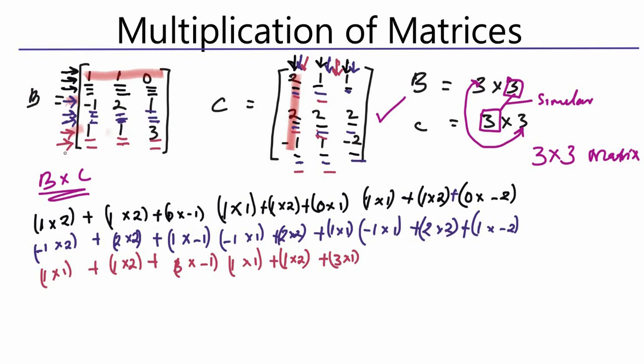Now lastly, we have our third row. We are multiplying now with our third column. So that we have 1, we multiply it by 1. So 1 times 1. We have 1, we multiply it by 2. So we have 1, we add it to 1 times 2. And lastly, we have 3, we are multiplying it by minus 2. So we have plus 3 times minus 2. Now, when you work out this, it should give us the solution for the matrix B times C.